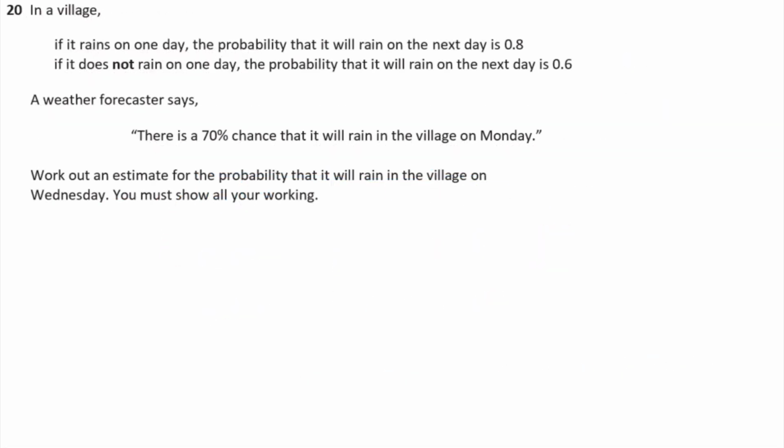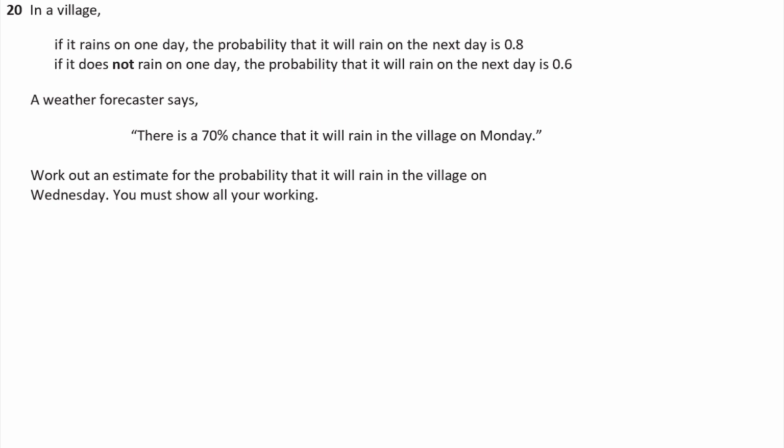Question 20. In a village, if it rains on one day, the probability that it will rain on the next day is 0.8. If it does not rain on one day, the probability that it will rain on the next day is 0.6. A weather forecaster says there is a 70% chance that it will rain on the village on Monday. Work out an estimate for the probability that it will rain on the village on Wednesday. You must show all of your working.